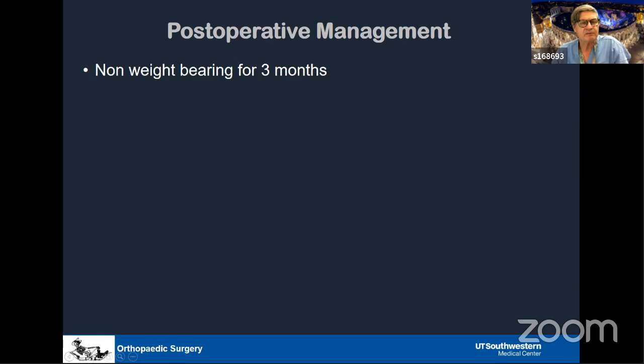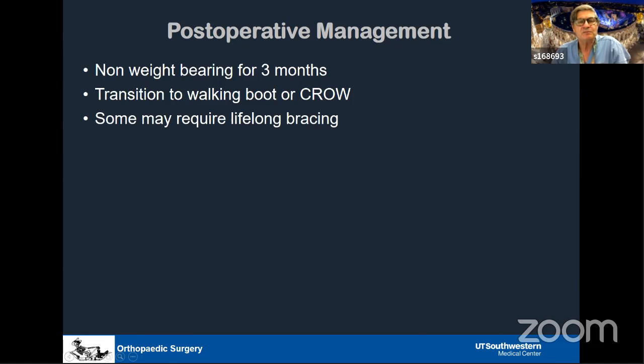How about postoperatively? I think these patients should be non-weight bearing for 3 months. That doesn't mean that they all will be. We recognize that patients have balance issues and may not necessarily be compliant, but it's not because they're bad patients. I transition to a walking boot or a Charcot restraint orthotic walker, and some patients may require lifelong bracing. I have no hesitation to use an ankle-foot orthosis or a CROW in those patients. Some patients may only require extra depth shoes.